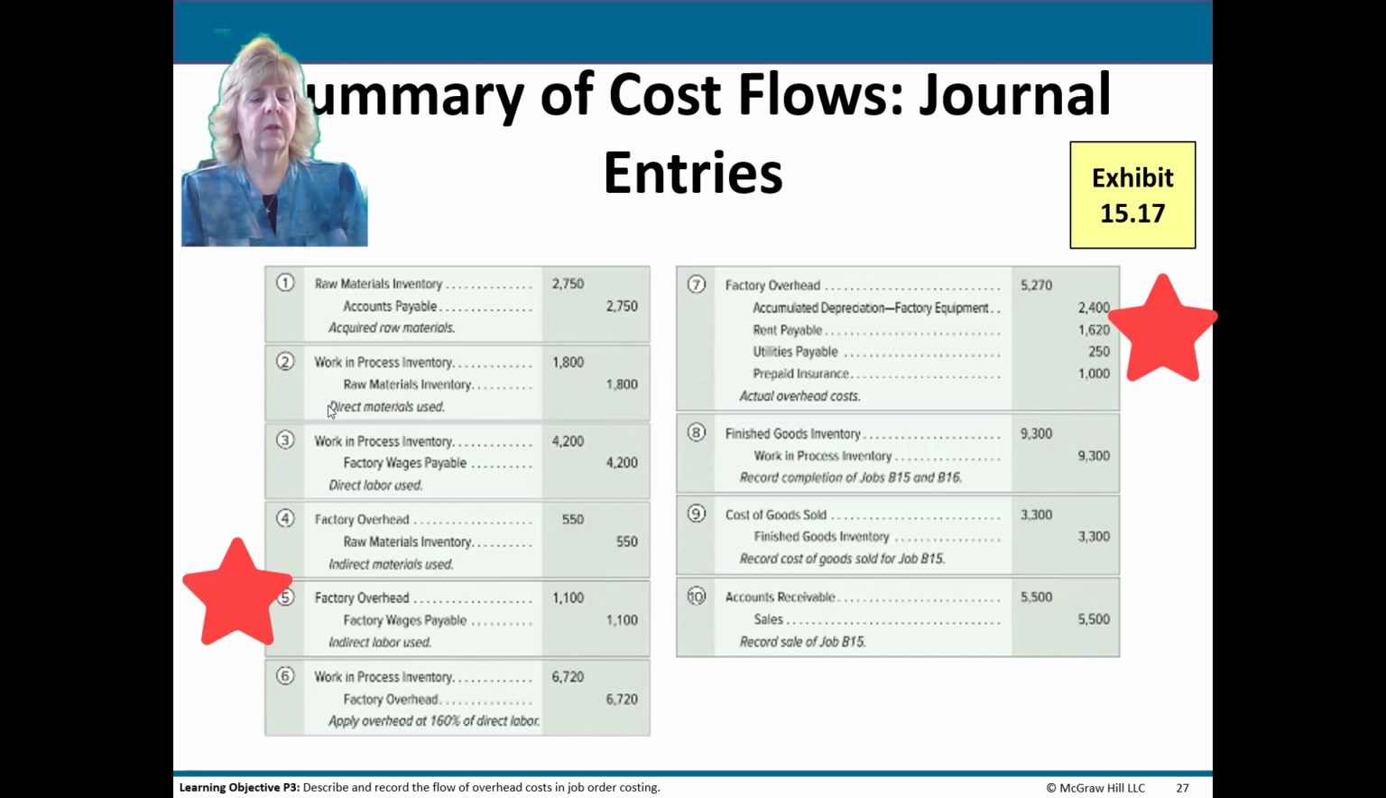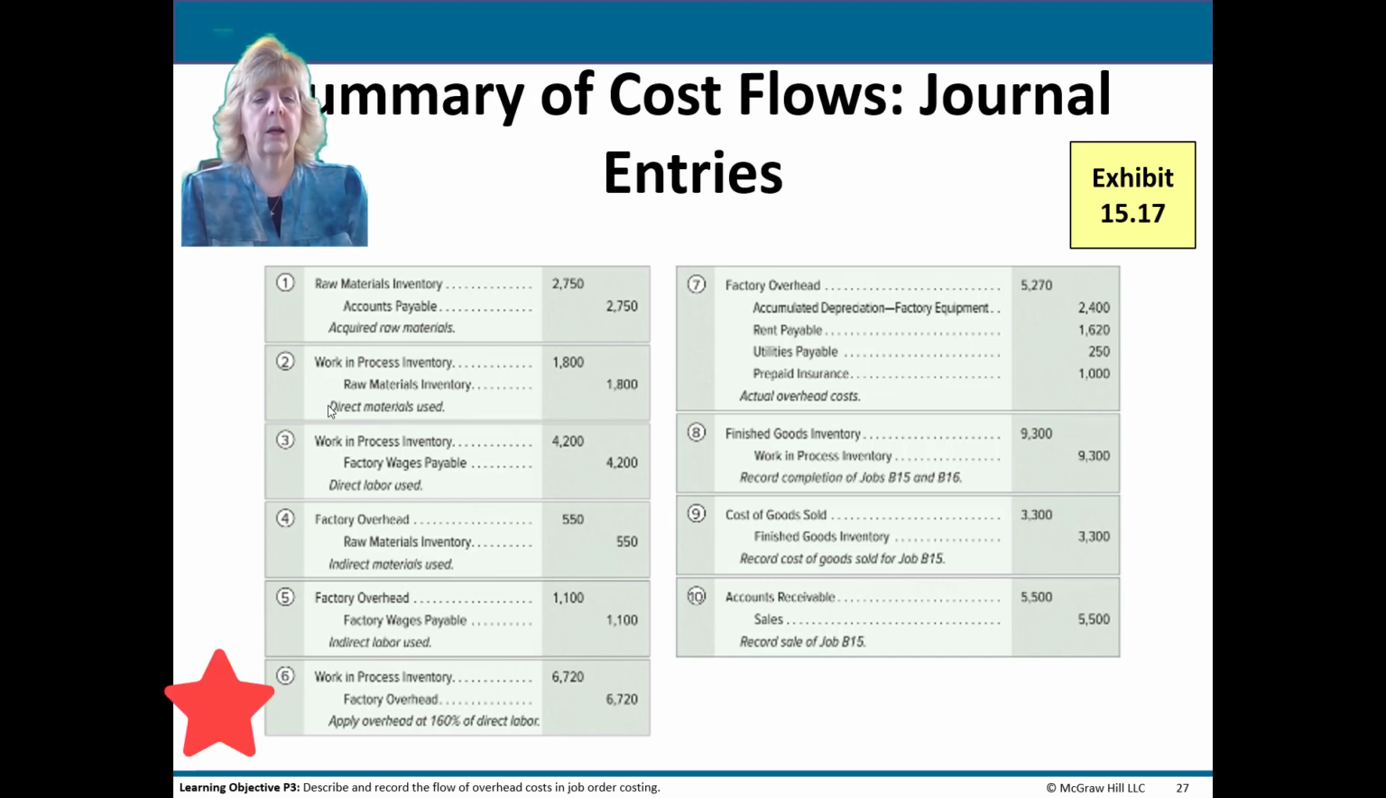On the left-hand side, or the debit side of the factory overhead, we record actual overhead costs as they are incurred. And on the right side, or credit side of the factory overhead account, we eventually apply overhead to the jobs as they go through the system.